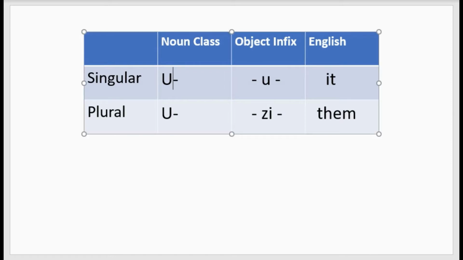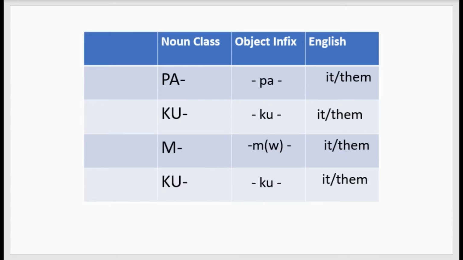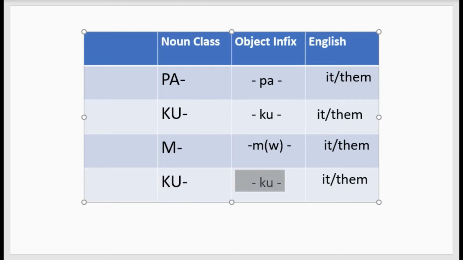Now we have another one here, the u class singular. We use u, which means it, and for the u class plural, we use zi, which means them. Now we have noun class pa, which we use pa as an object infix, and that means it, or it can also mean them. And for noun class ku, we use ku as an object infix, which again means it or them. And for noun class m, we use m or wa, which means it or them.